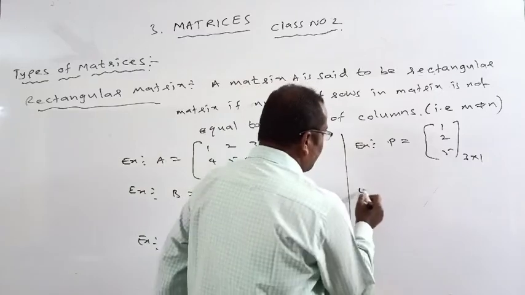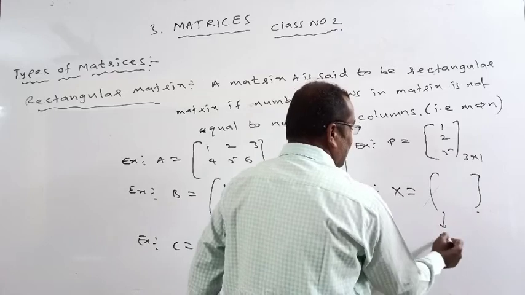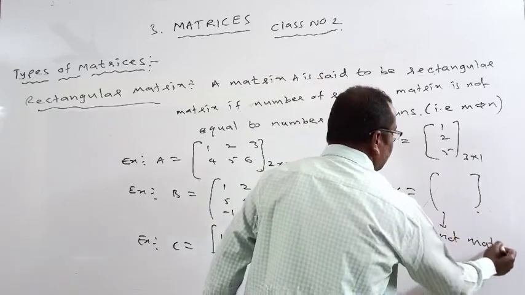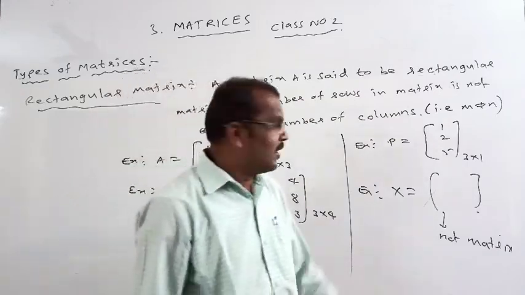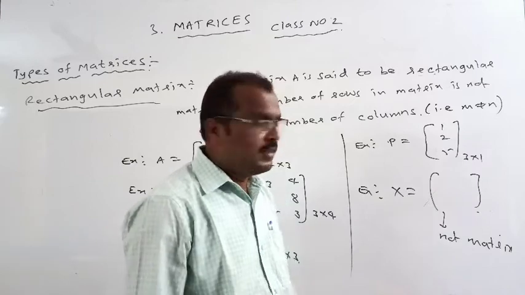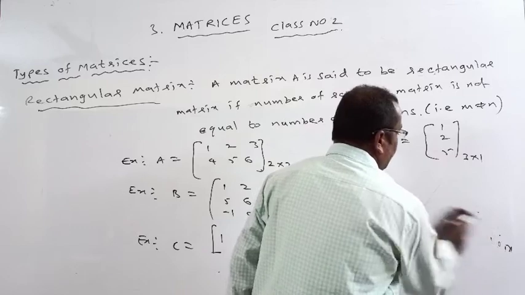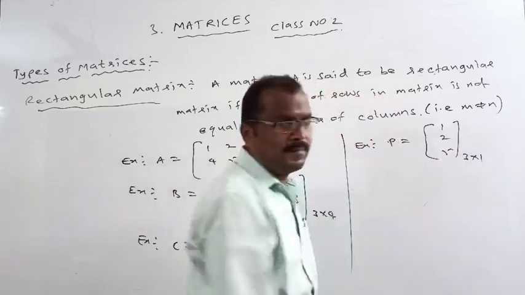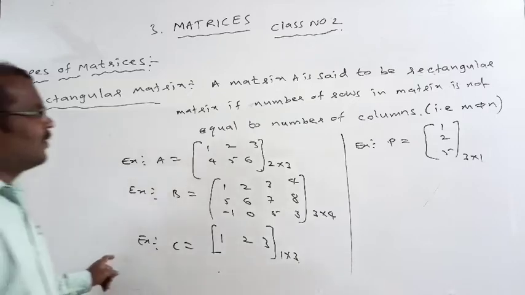So now see here. Suppose some x is equal to, it is not a matrix. Why? Because no number is there in the bracket. It is not a matrix. Don't write like this. We have to arrange some numbers. So write down the 4 examples.